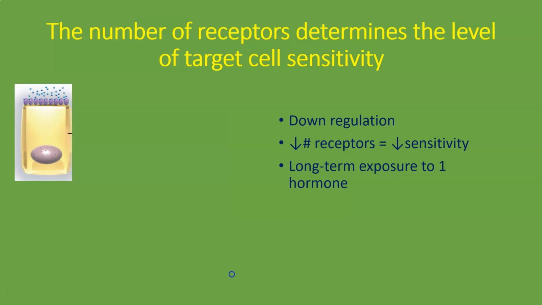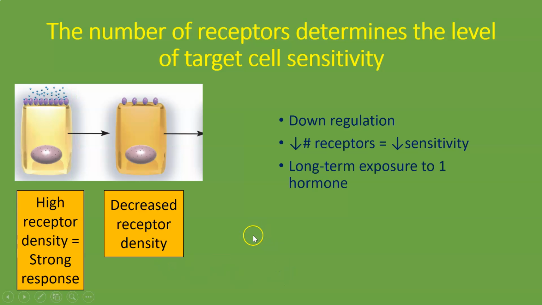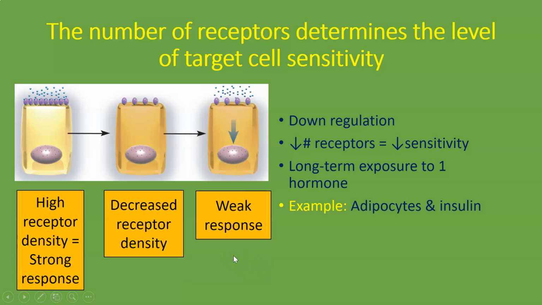So as you can see in our picture here, we have a high density of purple receptors on the surface of the cell. So at this point, we're getting a strong response, but that response is going to cause the cell to either suck in some of those receptors and degrade them. And so now we have a decreased receptor density.